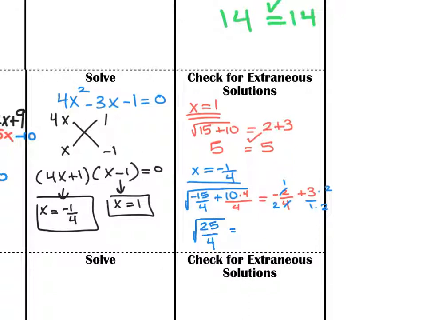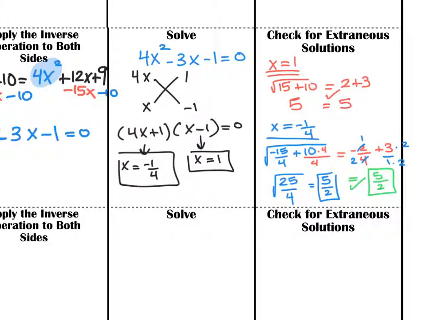Which is equal to, if you square root 25, you get 5. If you square root 4, you get 2. So the left side gave me 5 over 2. Now let's check the right side. So negative 1 over 2 plus 3 times 2, so that's 6. So negative 1 plus 6, that's 5 over 2. So the right side ended up being 5 over 2 as well. So yes, they are equal. So yes, I have two solutions. Both of them were acceptable.